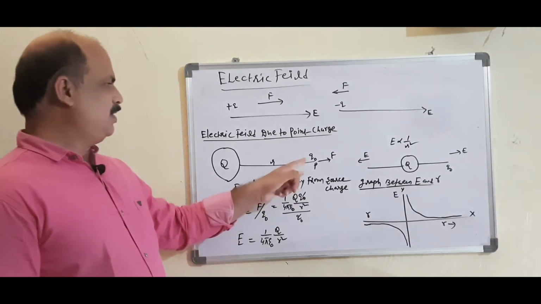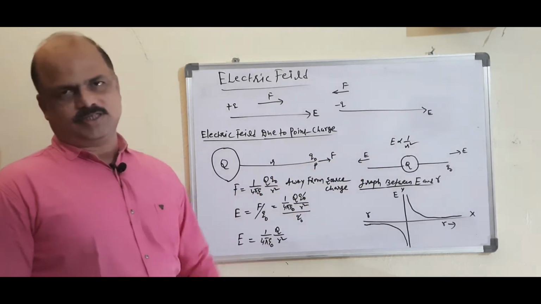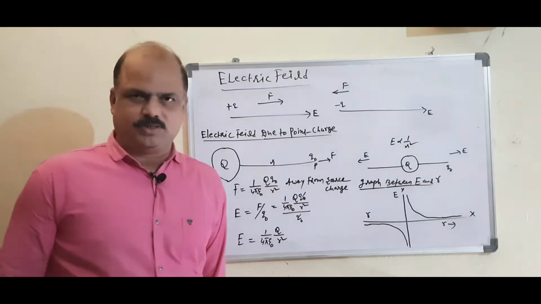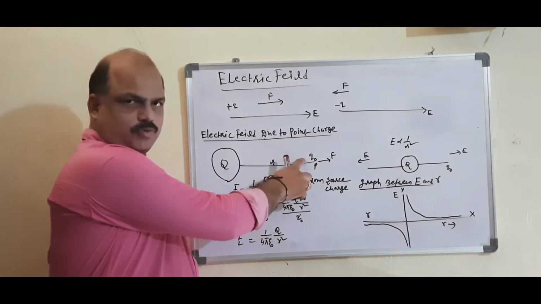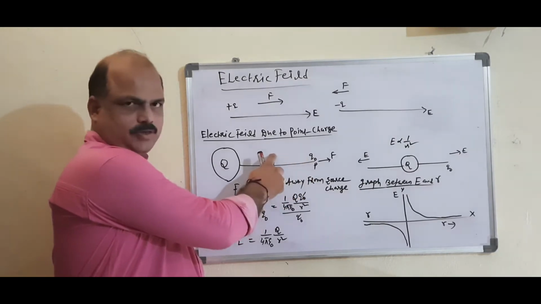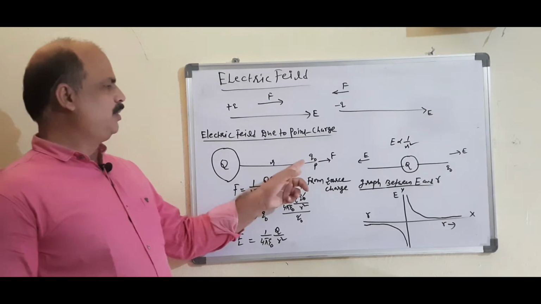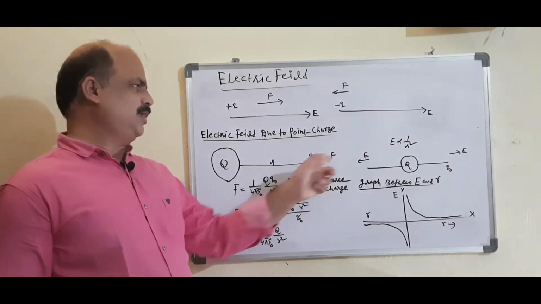So here the test charge experiences a force along this direction. Why? Because both are positive charges. When we move this test charge towards the source charge, what happens? Due to the repulsion force, it moves away from the source charge. So it experiences a force along this direction.